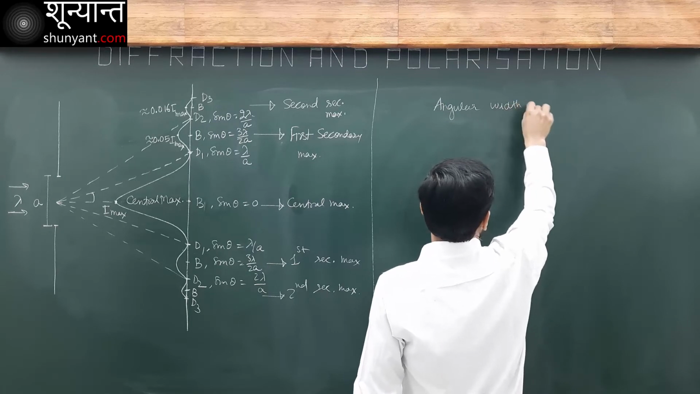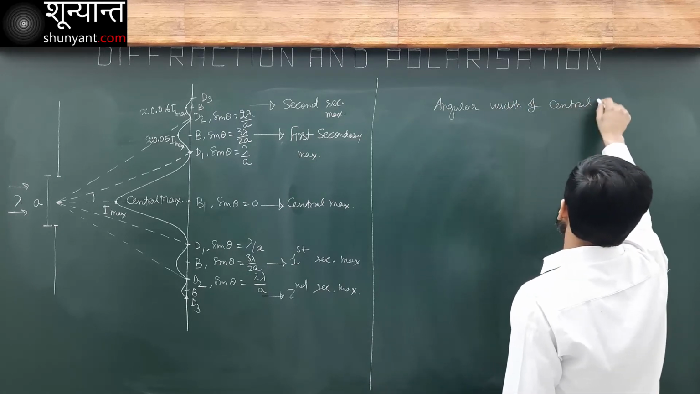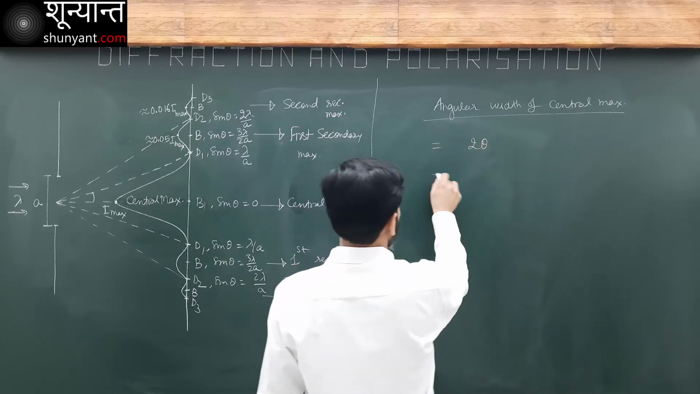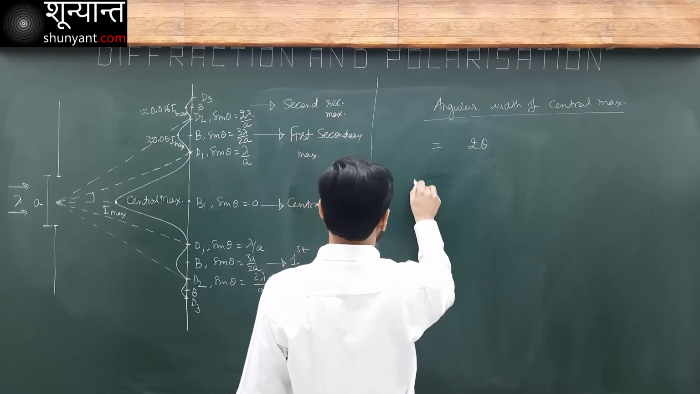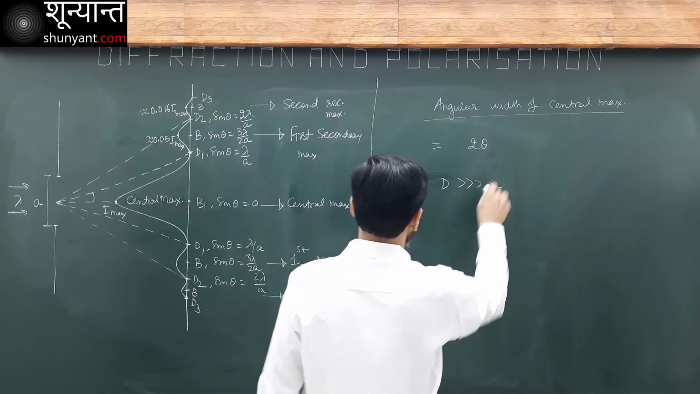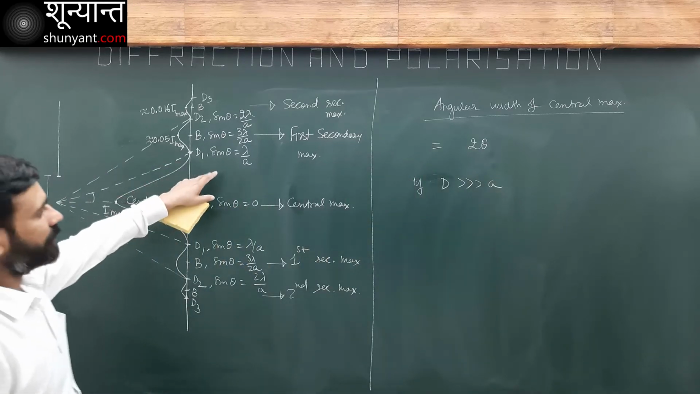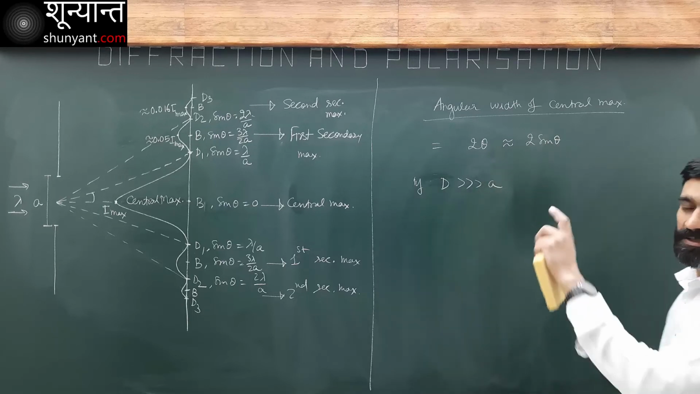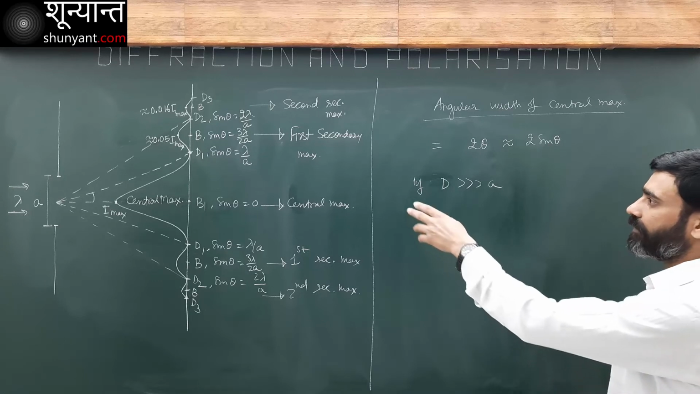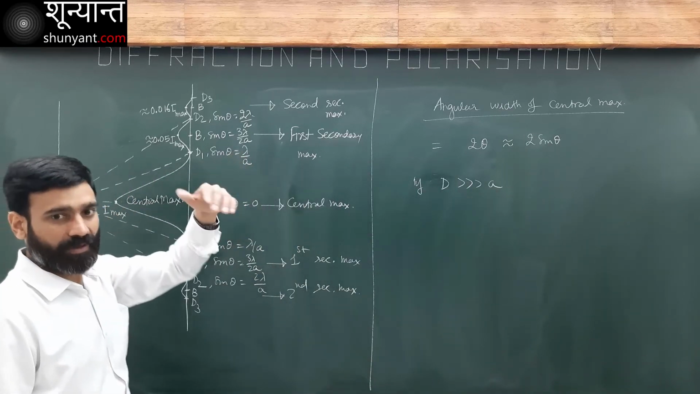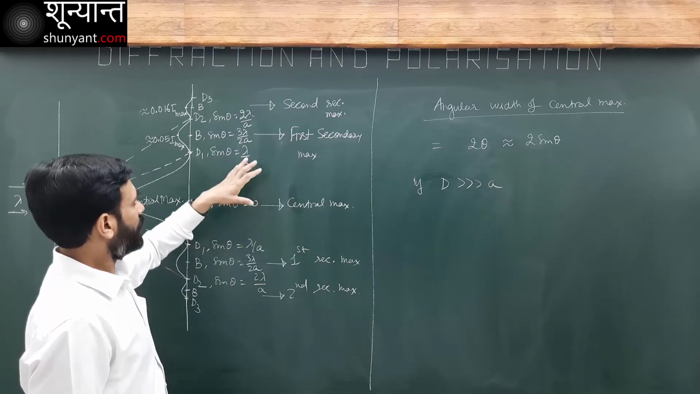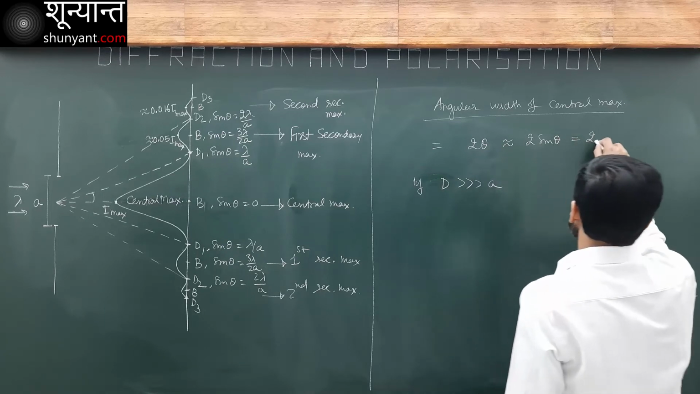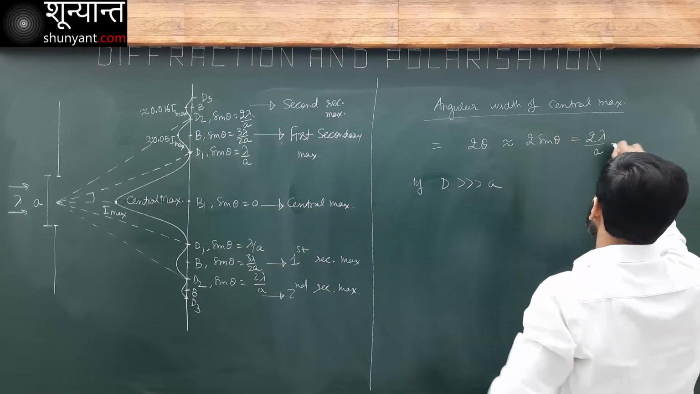Now, what will be the angular width of central maxima? Angular width of central maxima is equal to 2 theta. Now, if D is very large, then this will be approximately equal to 2 sin theta. If theta is small, if lambda is small, lambda is a very small value for light waves, and the aperture ratio is also small, then sin theta is small and theta will be approximately equal to sin theta. Now this is going to be equal to 2 times lambda over A.